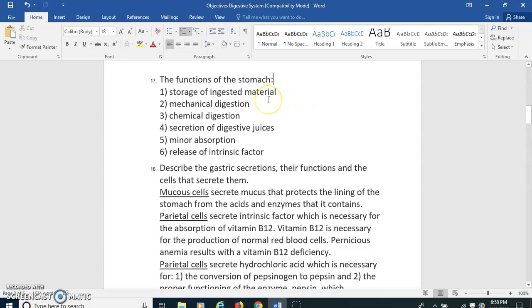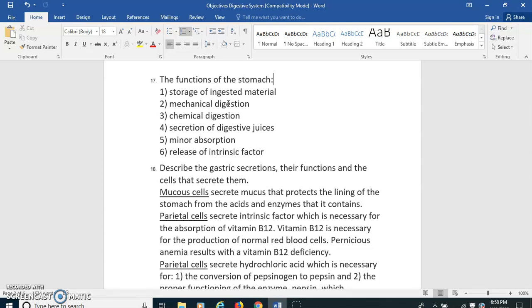So most people are familiar that it stores ingested material, so it holds on to ingested material before it sends it on down to the small intestines. There are 3 instead of just 2 muscle layers in the muscularis layer, and that helps with the mechanical digestion of the material in the stomach. Chemical digestion is going on in there. We'll talk about some of the enzymes that are going to be produced and released in the stomach, and some other digestive juices that are going to be secreted in there.